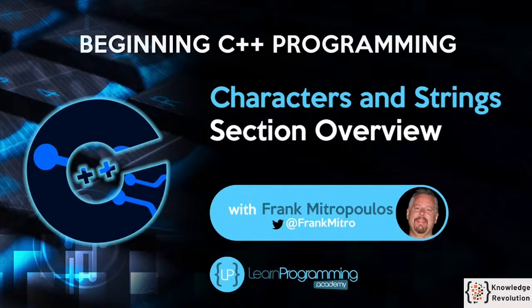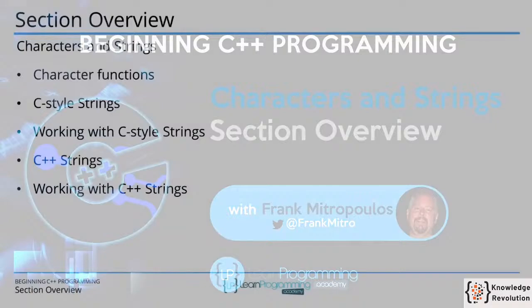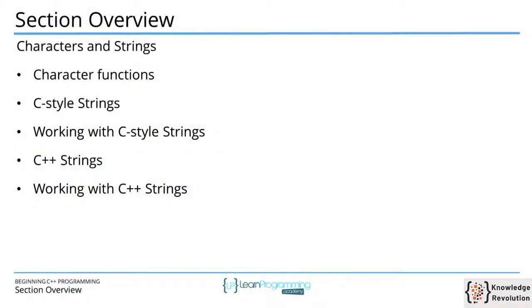In this section, we'll talk about characters and strings. As we've already seen, the character type can hold values that represent characters. These values are basically integers that map to a character set, like the ASCII character set. And we've also seen that strings are sequences of characters. C++ supports two types of strings, C-style strings and C++ strings.